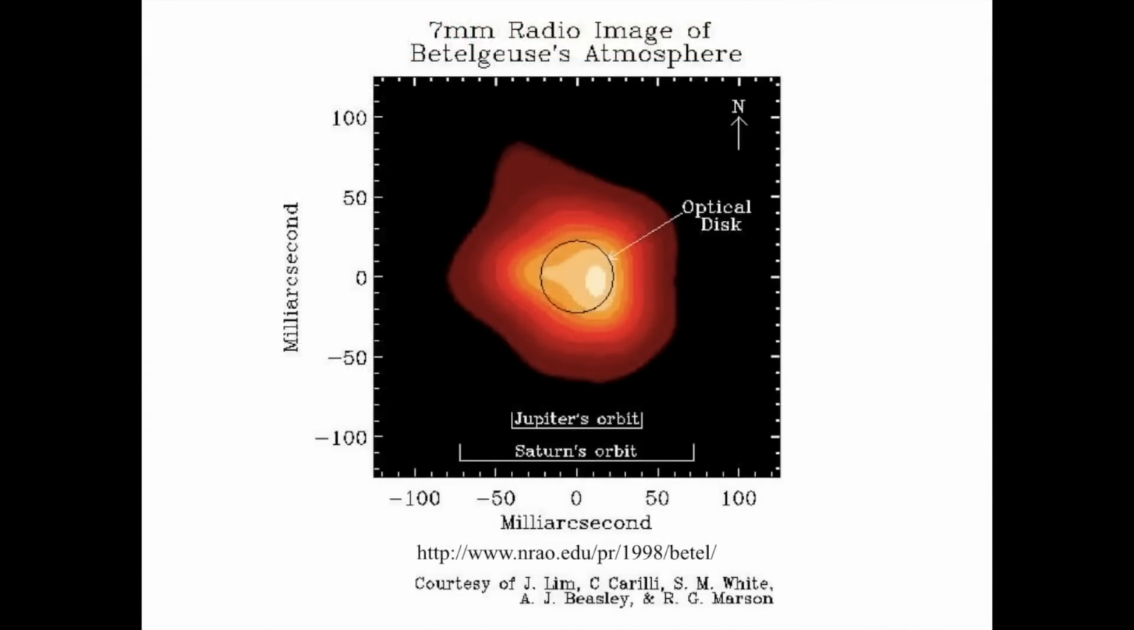This is a 7 millimeter radio image taken with the Very Large Array with NRAO, and it was taken in 1998 by Lim, Carilli, White, Beasley, and Marson. They found that the optical disk of Betelgeuse is this roundish thing in there, but the glow that we see here is radio emission from Betelgeuse's very diffuse atmosphere. We see that Jupiter's orbit would easily fit inside of this atmosphere of Betelgeuse, and so Jupiter would slowly spiral in. And another thing about Betelgeuse, it's not spherical. It's not a spherical star. So people thought, wow, that's really interesting, 1998.